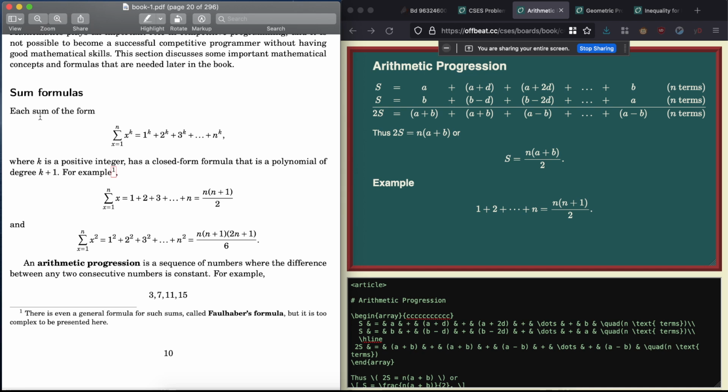Some formulas: each sum of the form 1 to the k plus 2 to the k plus 3 to the k and so on up to n to the k, where k is a positive integer, has a closed formula that is a polynomial of degree k plus 1. So that's something interesting to note. Sometimes this knowledge can be useful for computing the time complexity as well, because we know that when we have a series like this, the final result will have a degree k plus 1.